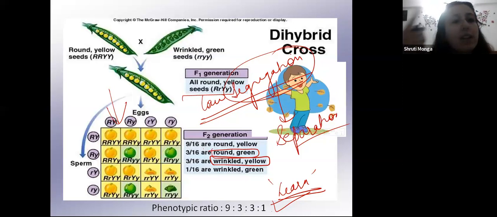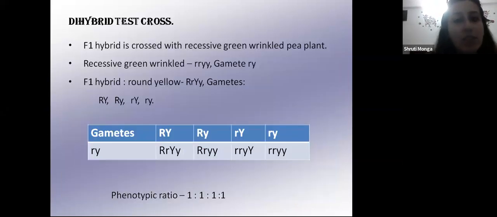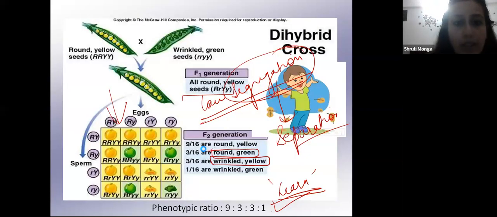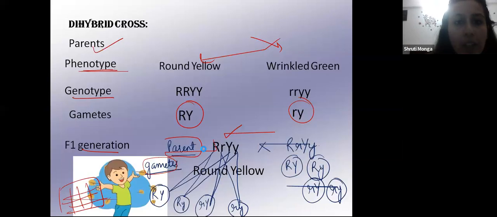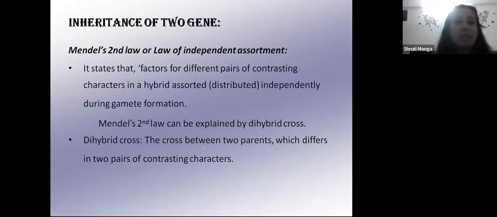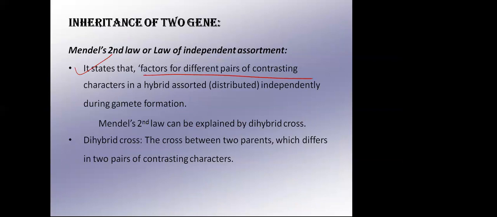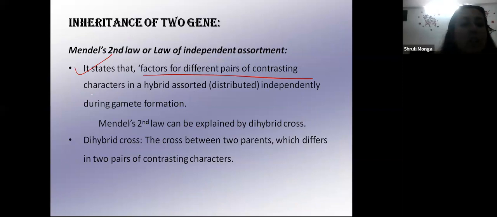Now here comes the law of independent assortment. What does that mean? Law of independent assortment. See this very carefully. It states that factors for different pairs, factors means genes, different pairs of contrasting characters in a hybrid, are distributed independently during gamete formation.